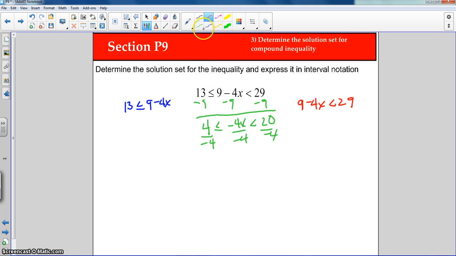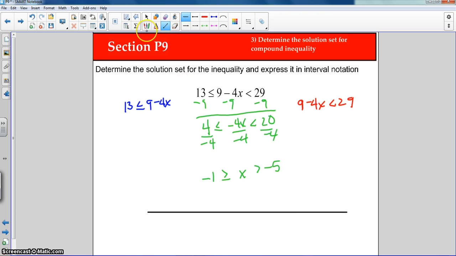Okay, and my final step here is to rewrite it. So I have negative 1. Now I divided by a negative, so my sign switches. Less than or equal to x greater than minus 5. Okay, so now on a number line, if I just draw a number line quickly, what is this saying? This is saying that, well, if I put say 0 here, and I have negative 1 and I have minus 5, that I have circles here and here. At negative 1, it's actually filled in, and x can be any value in between.